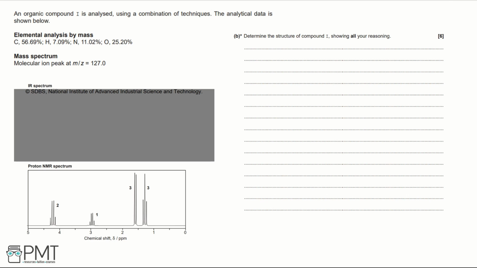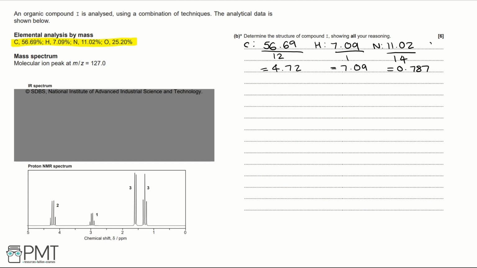So the first thing to do when you get a question like this is to work out the empirical and the molecular formula. And we do this using the elemental analysis by mass. So starting with carbon, we do 56.69 divided by 12, and that equals 4.72. Then moving on to hydrogen, we have 7.09 divided by 1, which equals 7.09. Then nitrogen is 11.02 divided by 14, which equals 0.787.